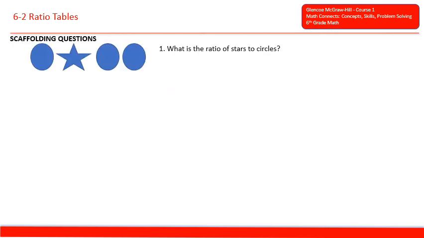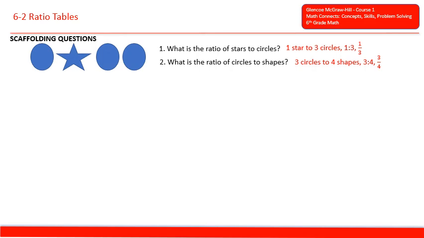Scaffolding questions. What is the ratio of stars to circles? We have 1 star and 3 circles, so we have 1 star to 3 circles, or 1 to 3, or 1/3. What is the ratio of circles to shapes? So there are 3 circles, but there are 4 total shapes. So 3 circles to 4 shapes, or 3 to 4, 3/4.